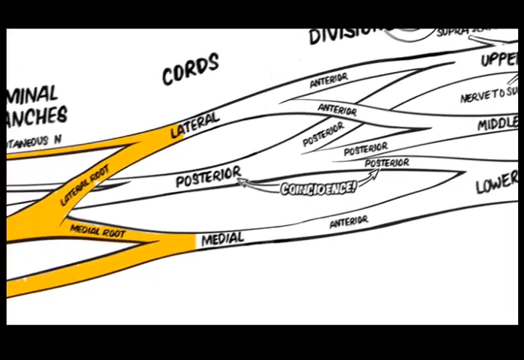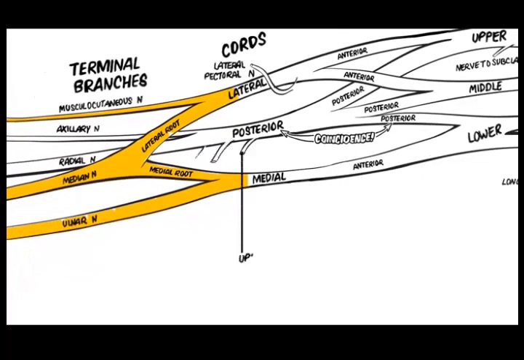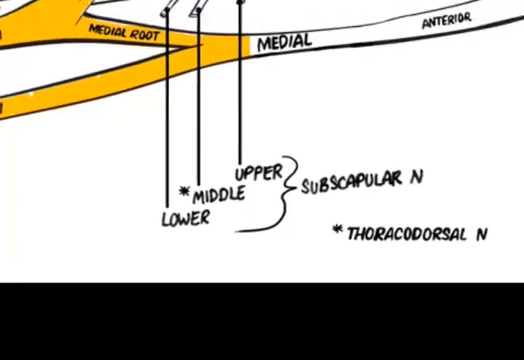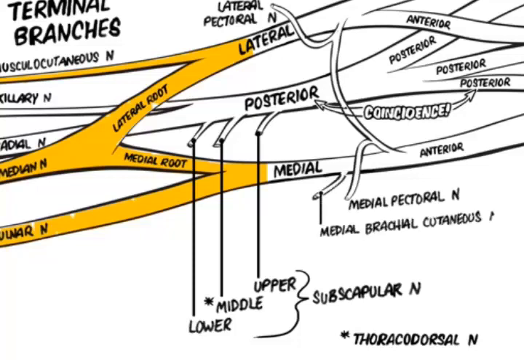Finally, the cords give rise to 7 nerves in addition to their terminal branches. The lateral cord gives off the lateral pectoral nerve. The posterior cord gives off the upper, middle, and lower subscapular nerves. Note that the middle subscapular nerve is often called the thoracodorsal nerve. The medial cord gives off the medial pectoral nerve, the medial brachial cutaneous nerve, and the medial antebrachial cutaneous nerve.